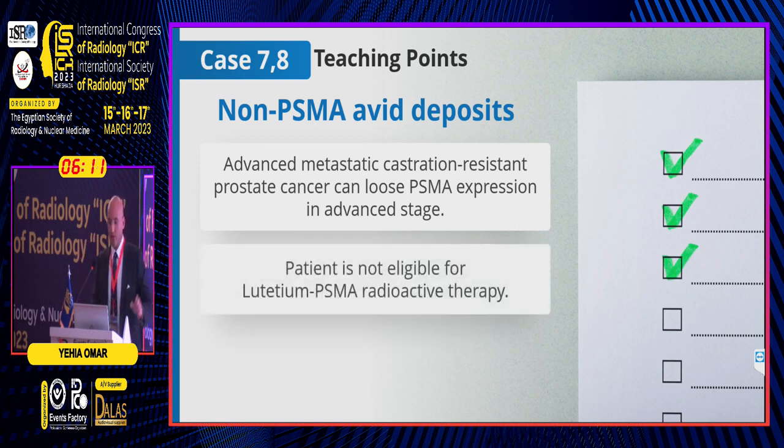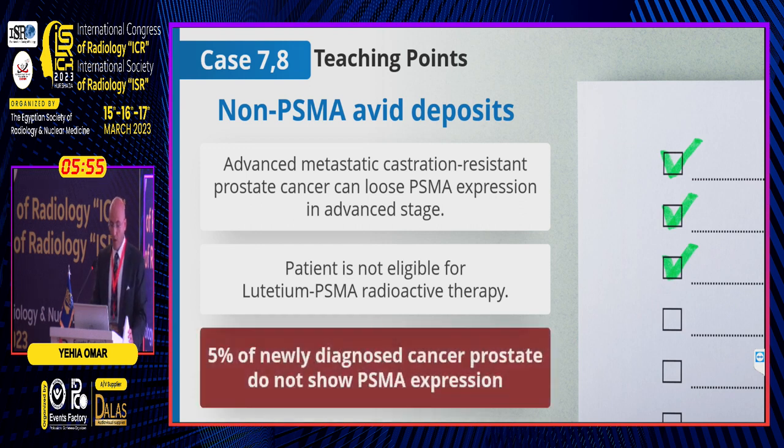Also, if you're looking into theranostics, this patient will not be eligible for lutetium therapy because now the tumor lost the PSMA receptors, so we cannot target these lesions using lutetium 177 PSMA radioactive therapy. Also from our experience, almost 5 to 10% of newly diagnosed prostate cancers do not show PSMA expression. Dr. Patrick was saying now it's almost 20% at your site. We think it's around 5 to 10% at our facility. So it's important to know that not all prostate cancer will have PSMA uptake.